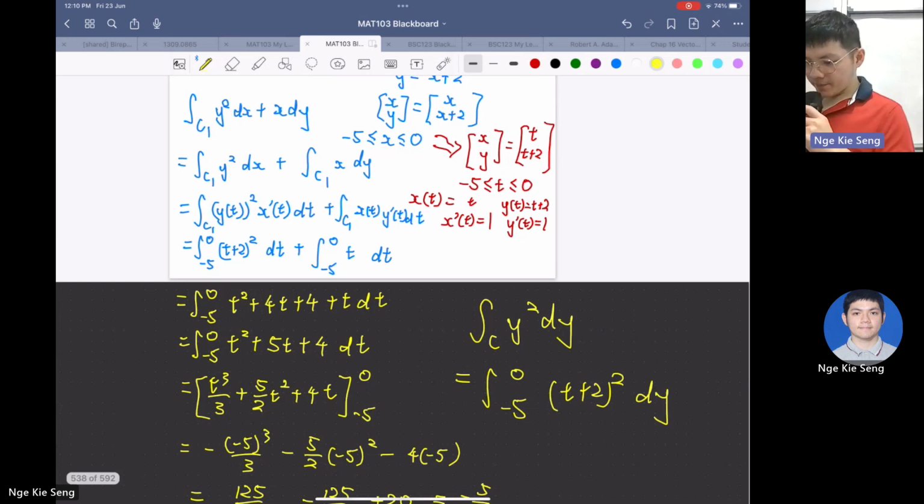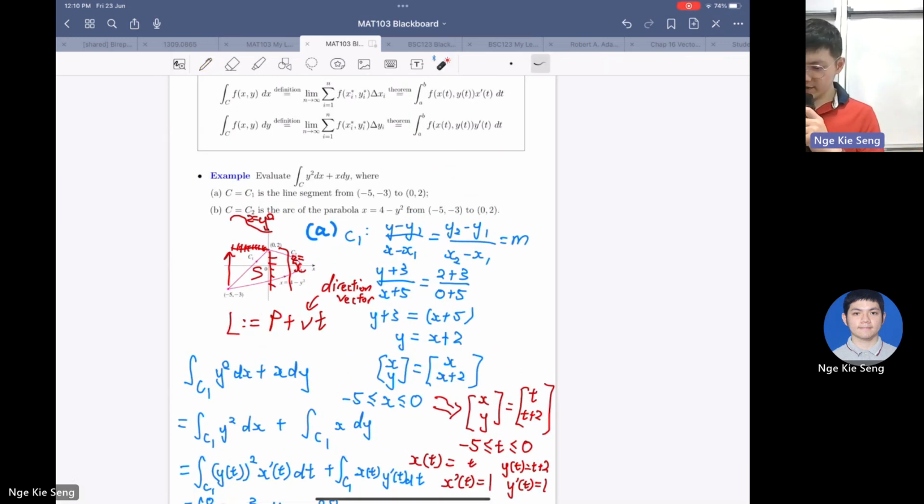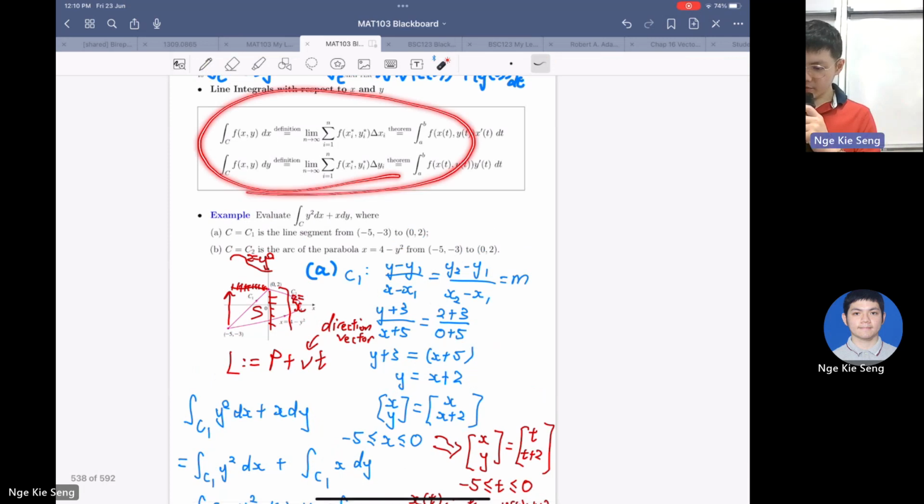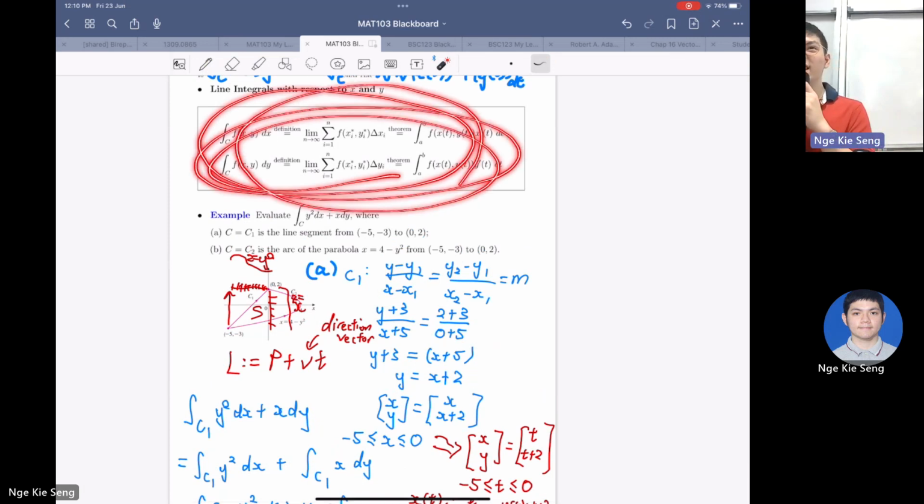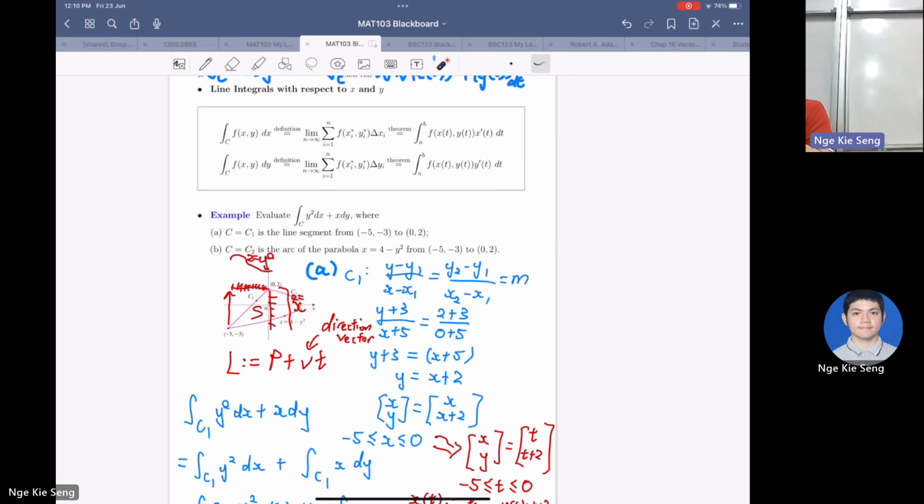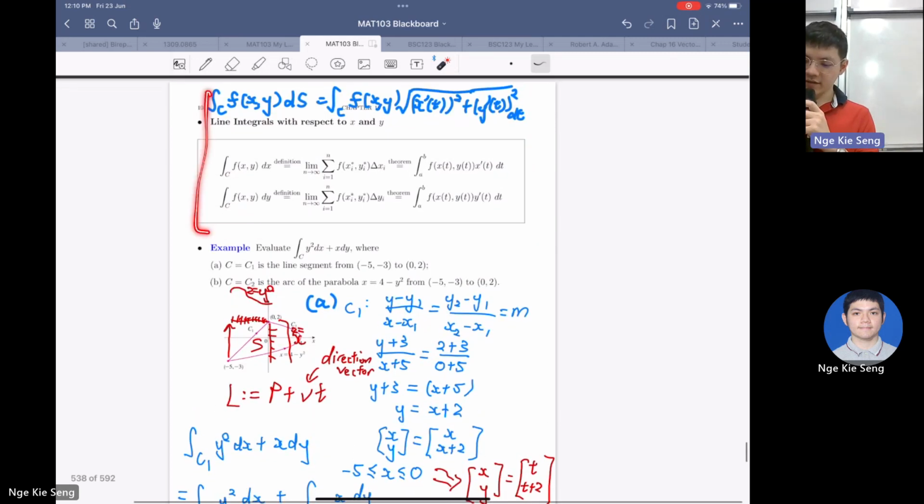Okay, so just now Ming Xiu asked about what the geometric meaning is here. Does anyone have any idea what the geometric meaning of this line integral with respect to a certain direction is? What's the difference between this dx and splitting out the direction?